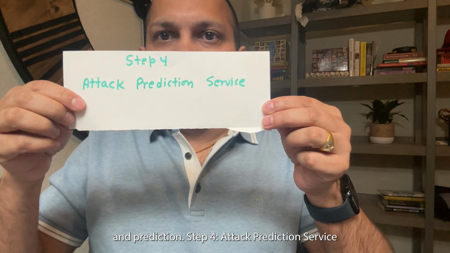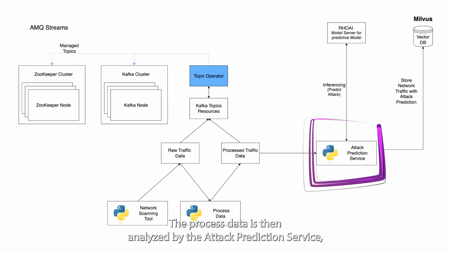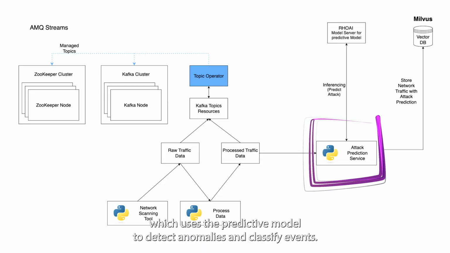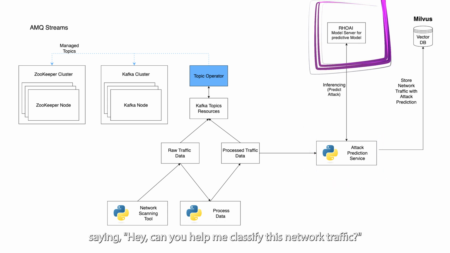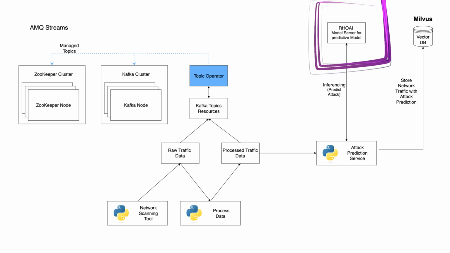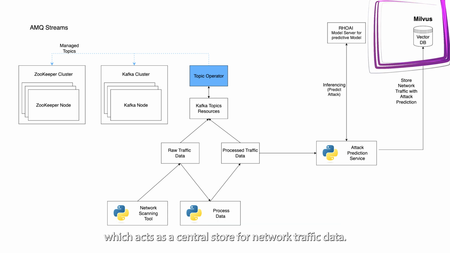Step 4, attack prediction service. The processed data is then analyzed by the attack prediction service, which uses the predictive model to detect anomalies and classify events. The service communicates with the predictive model by essentially saying, hey, can you help me classify this network traffic? It sends the processed traffic data and gets the prediction back. Predictions are stored in Milvus, a vector database, which acts as a central store for network traffic data.